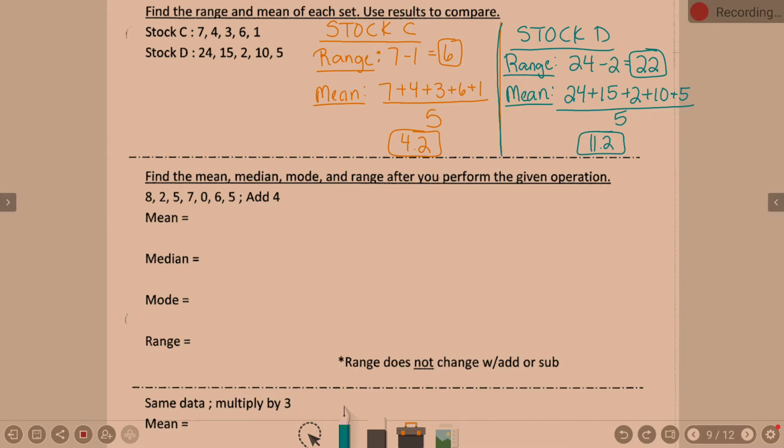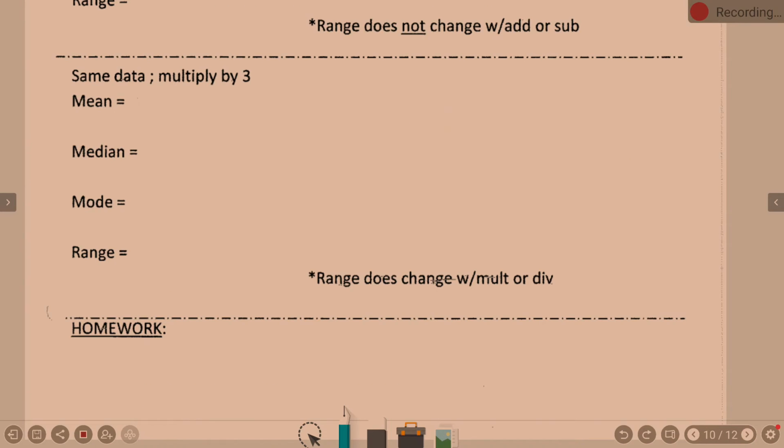The benefit of knowing that is if you have to do the same set of numbers twice, once as is and once with 4 added, you can just add 4 to each of the results, except the range. Down at the bottom, same data, multiply by 3. Notice when you're multiplying, the range does change. You'd have to multiply it by 3 as well. But I'm pretty sure you can just multiply them all by 3.